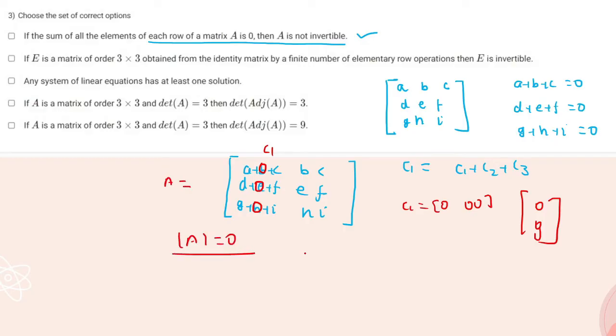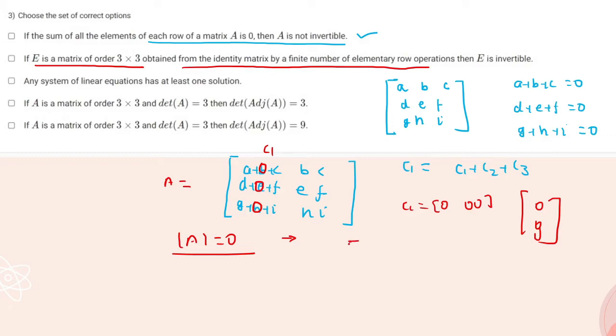If the determinant of any matrix is 0, then it is not invertible. That's why this statement is correct. The second statement says that A is a matrix of order 3 times 3 obtained from the identity matrix by a finite number of elementary row operations, then A is invertible.